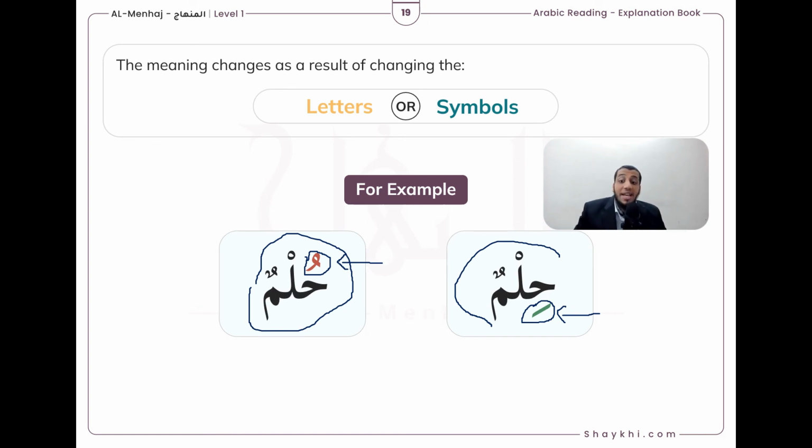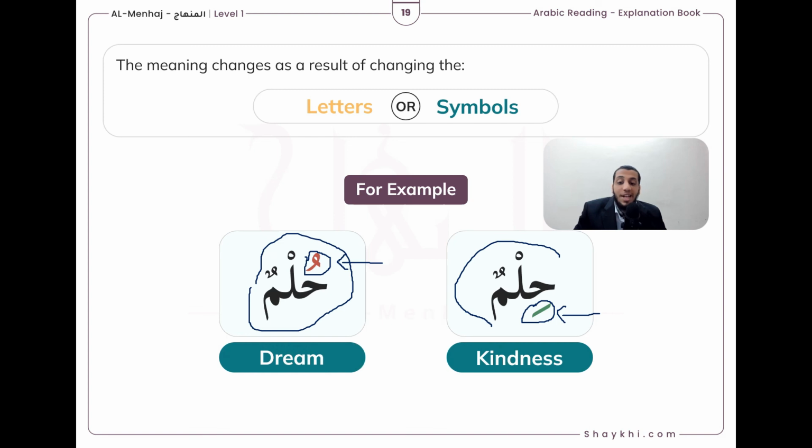Okay, could you guess what the meanings of these two words are? Let's figure it out. The only difference is one symbol in the whole word. The meaning of the first word is kindness, and the meaning of the second word is dream. Okay, have a nice dream. So kindness and dream are two different meanings because just one different symbol makes all this change.